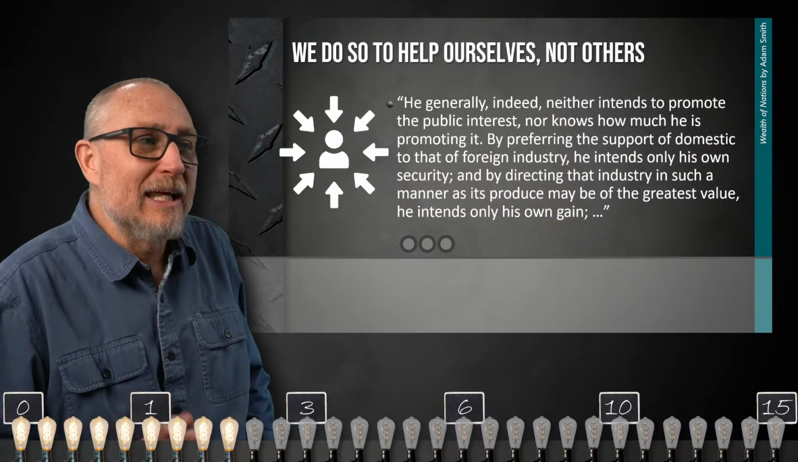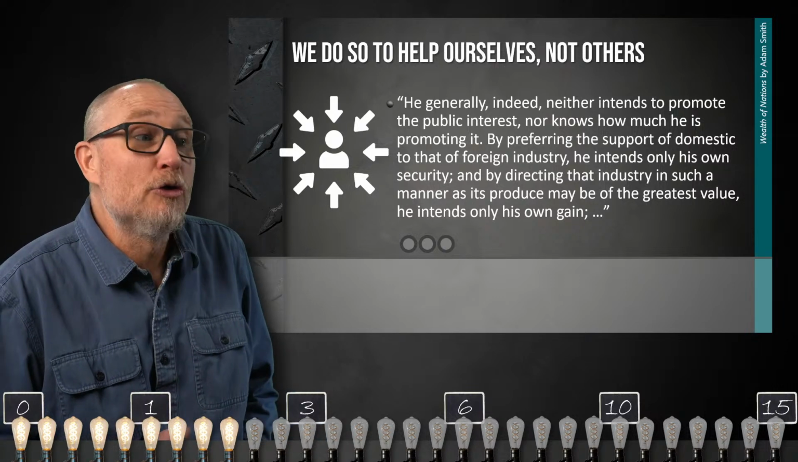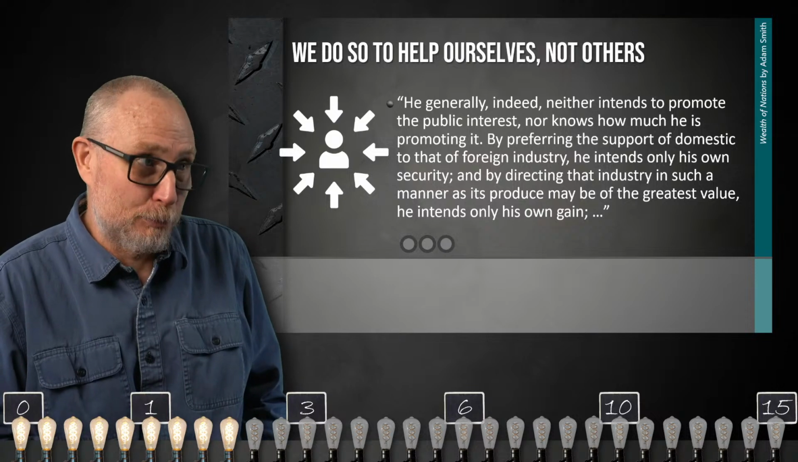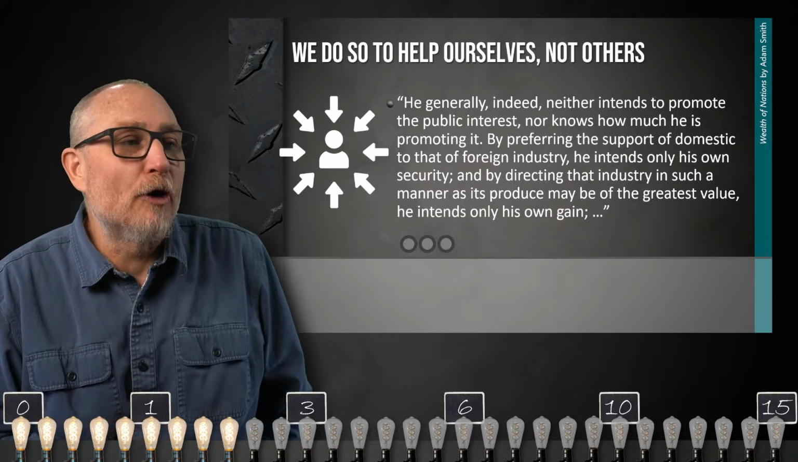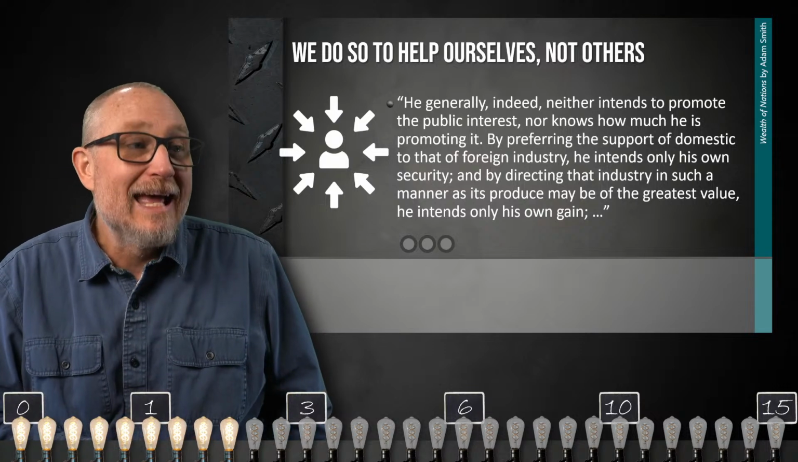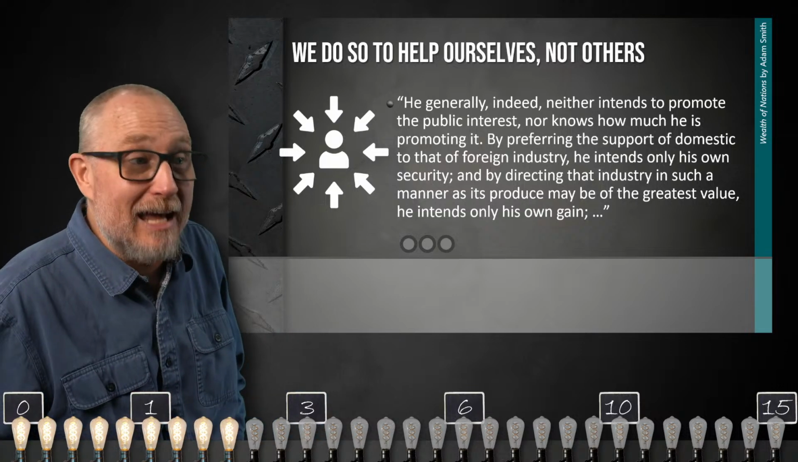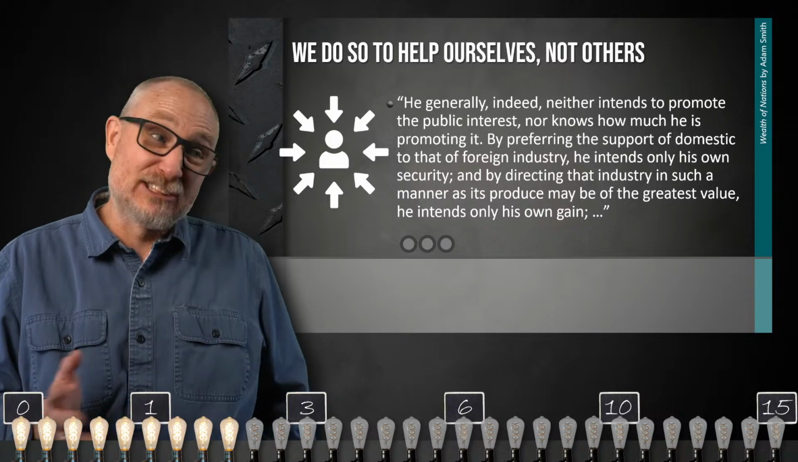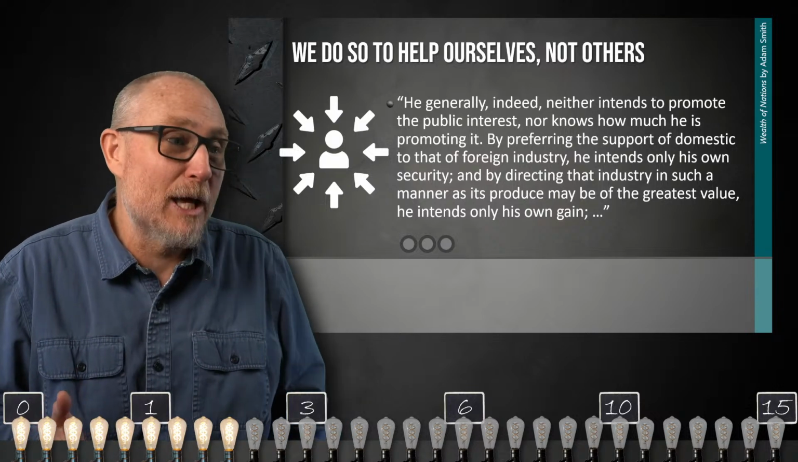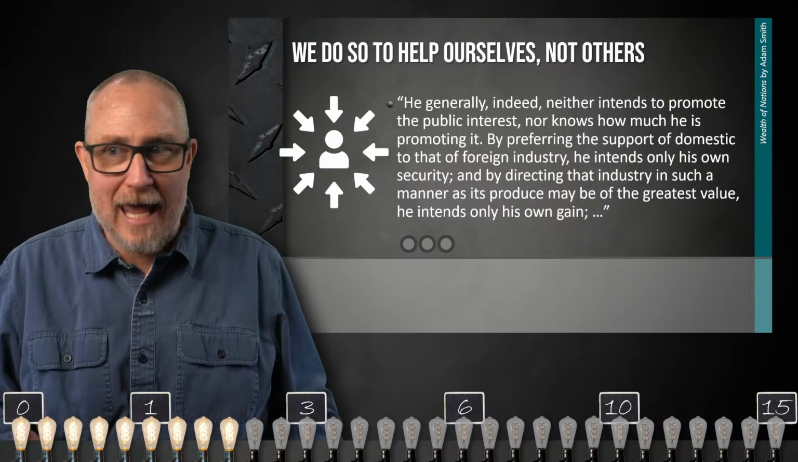He generally, indeed, neither intends to promote the public interest nor knows how much he is promoting it. By preferring the support of domestic to that of foreign industry, he intends only his own security, and by directing that industry in such a manner as its produce may be of greatest value, he intends only his own gain.